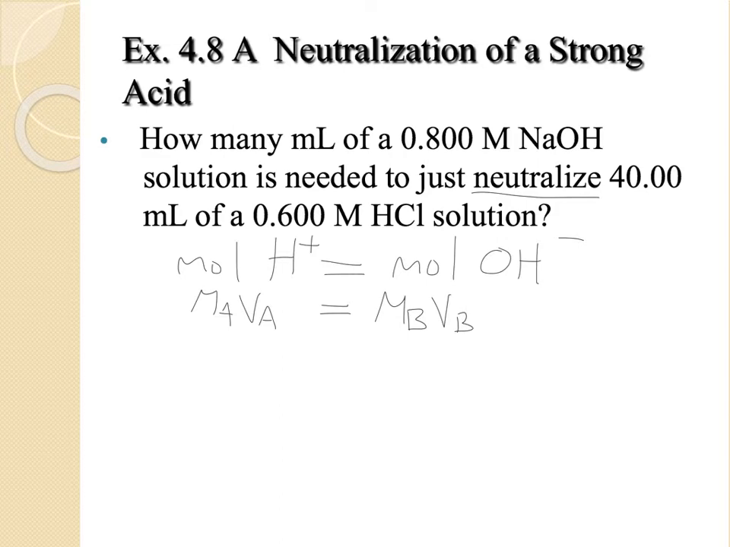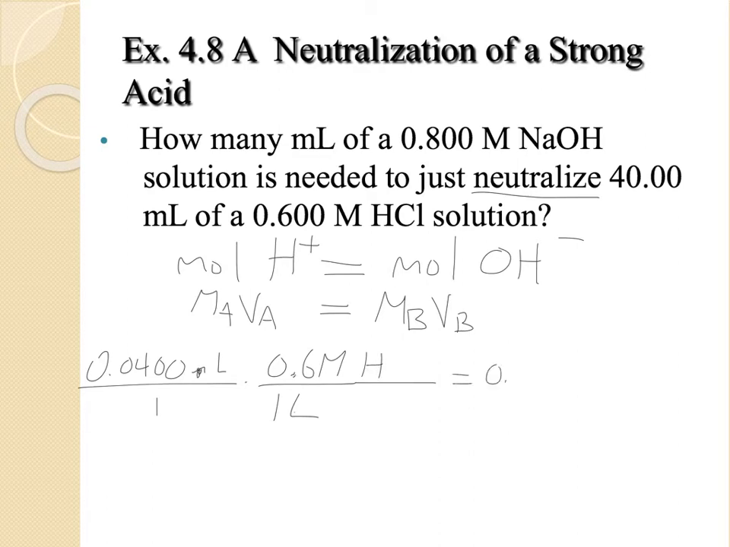So if we need to neutralize 40 milliliters of acid, so 0.04 liters, I'm just going to do it with a little bit of logic here, and we know our acid is 0.6 molar. Okay, that means we have 0.024 moles of acid. And I'm just going to worry about the hydrogen here. Well, that means I need 0.024 moles of hydroxide to neutralize it.